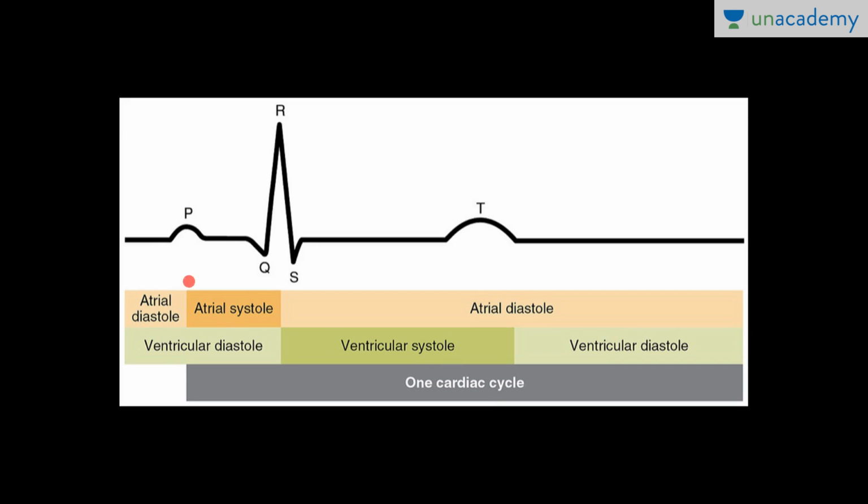The P wave marks the atrial depolarization. After the P wave we have atrial systole. The QRS complex marks ventricular depolarization. Then after it we have ventricular systole. And the T wave marks repolarization of ventricles, and that's why after it we have ventricular diastole. The PQRST complex represents one cardiac cycle.